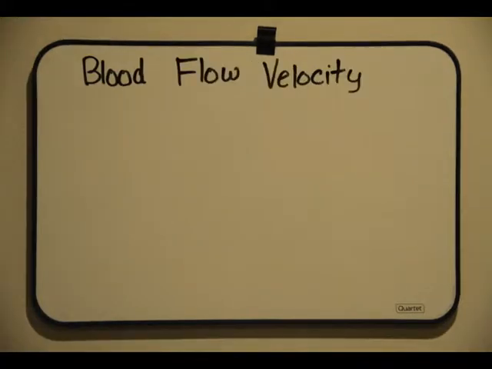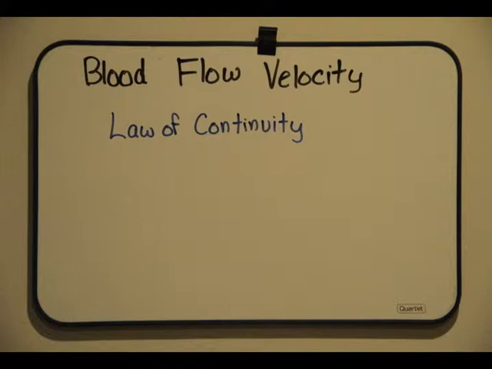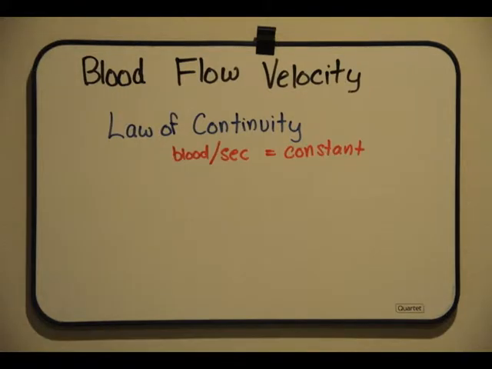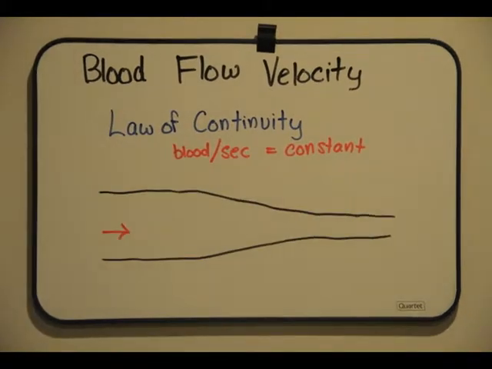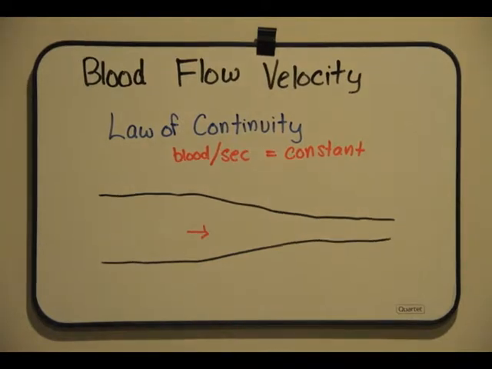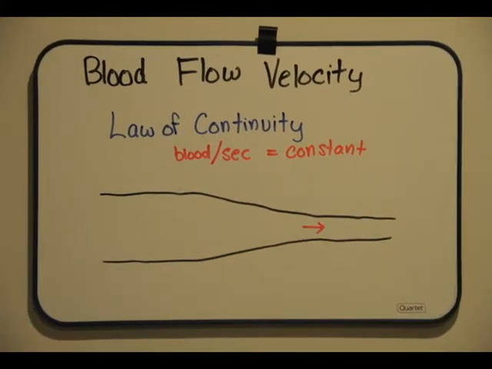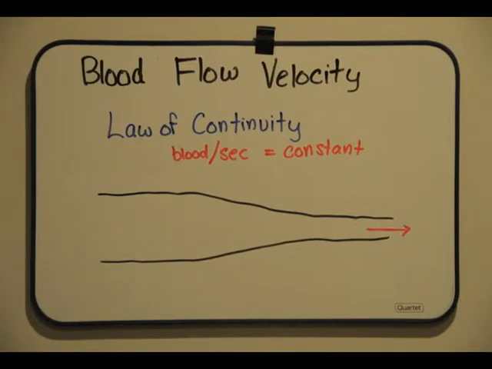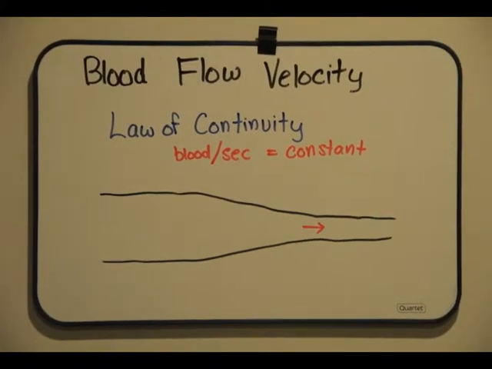Blood flow velocity. Law of continuity. The volume of flow per second is constant throughout. For example, if water was traveling through a pipe, it will travel at a faster speed when the pipe's diameter gets narrower, because the volume of water traveling through any section of the pipe has to be the same.